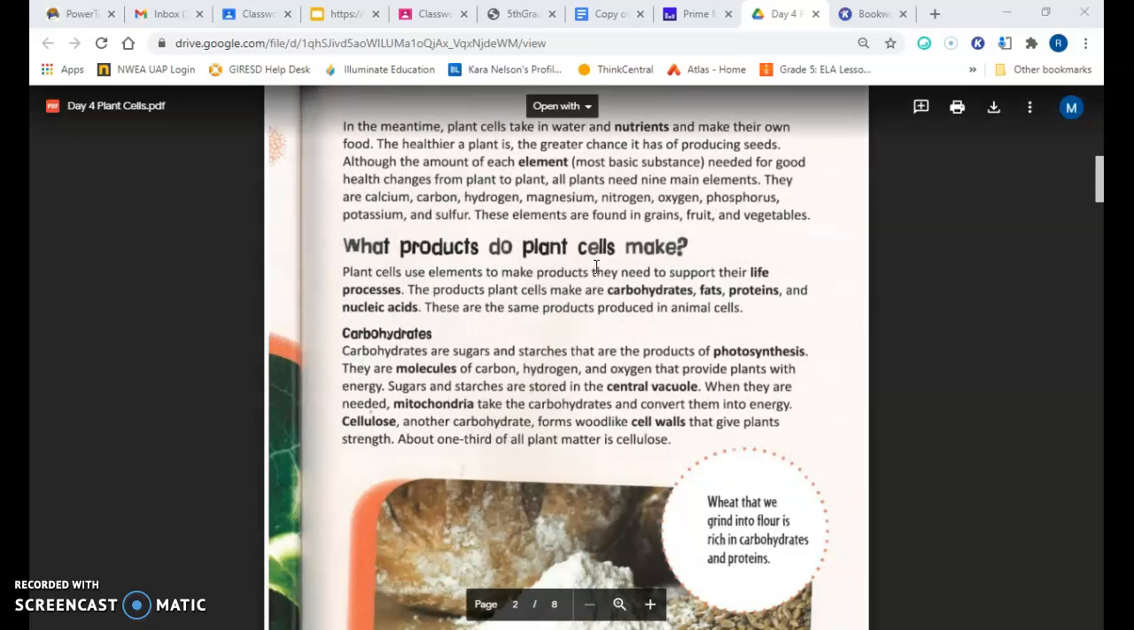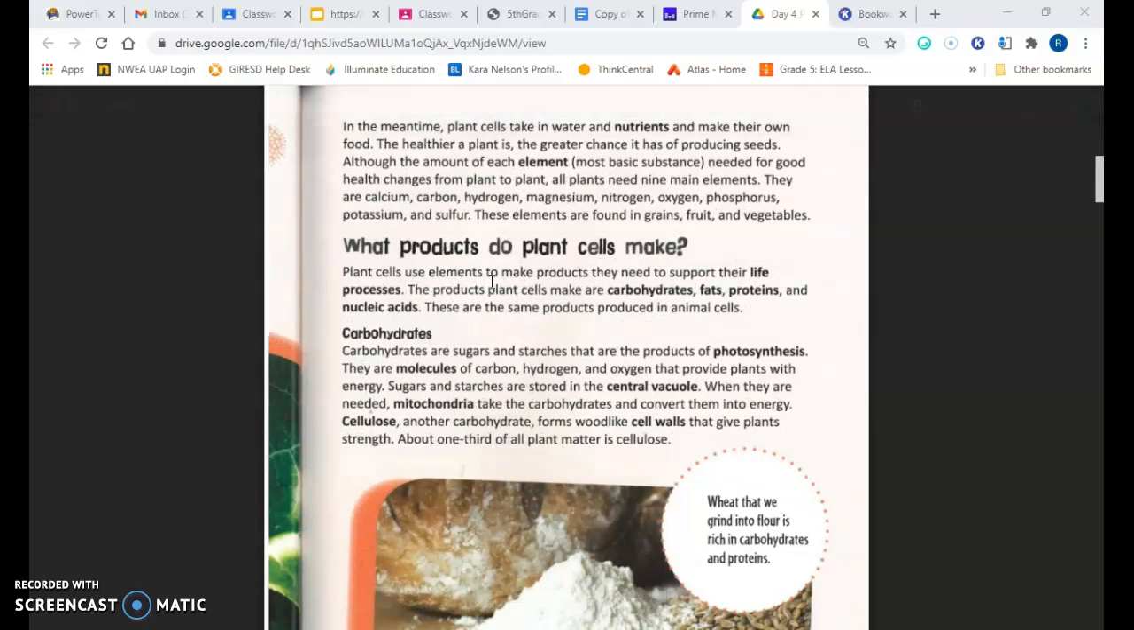What products do plant cells make? Plant cells use elements to make products they need to support their life processes. The products plant cells make are carbohydrates, fats, proteins, and nucleic acids. These are the same products produced in animal cells.